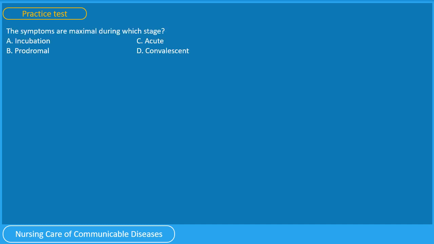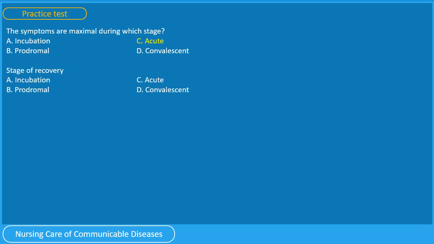For the first question, the symptoms are maximal during which stage? A. Incubation, B. Prodromal, C. Acute, D. Convalescent. You have 5 seconds. If you answered C. Acute, you are correct. Remember that this is the period of invasion where the height of infection occurs.